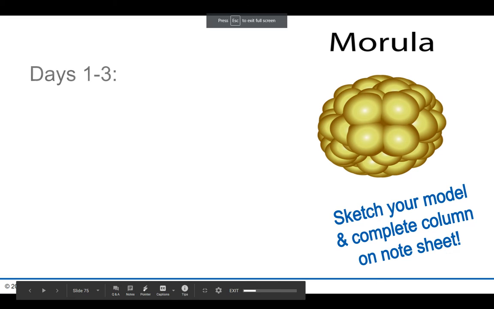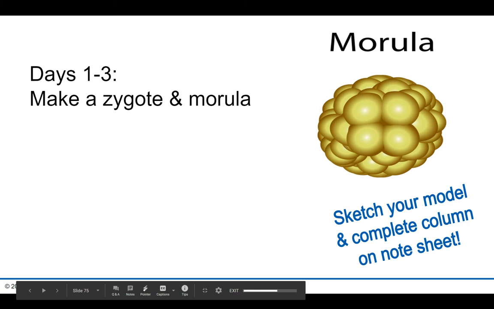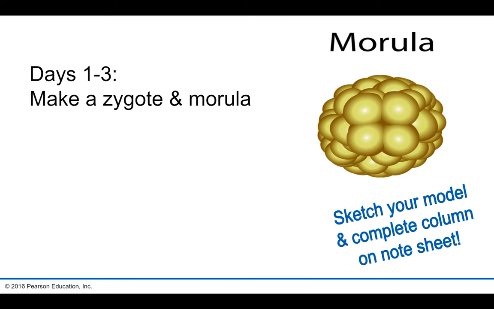So we have just made a morula. This happens within the first 3 days or so. These timelines aren't super precise, but within the first few days after fertilization, the cell just divides and divides and divides.